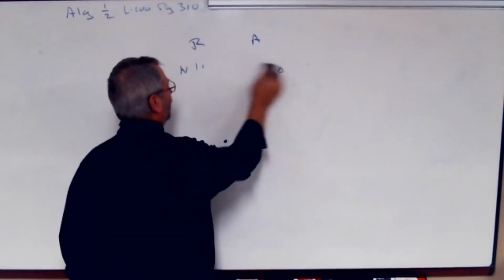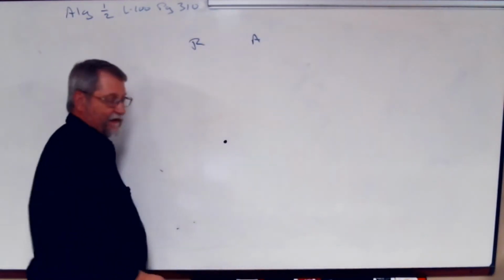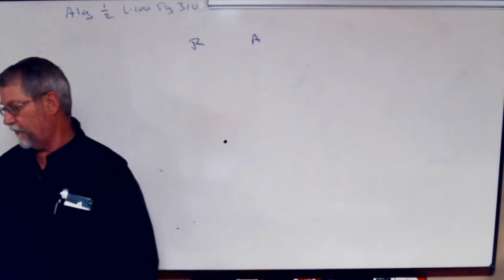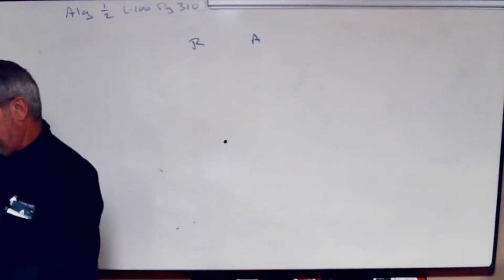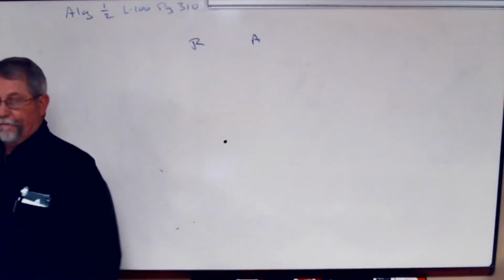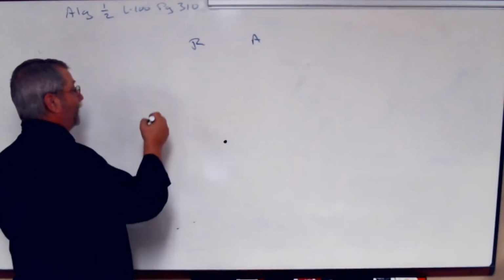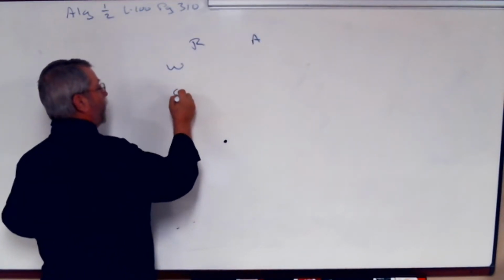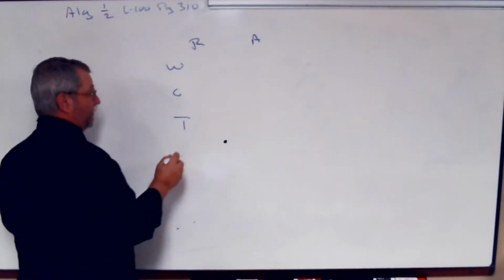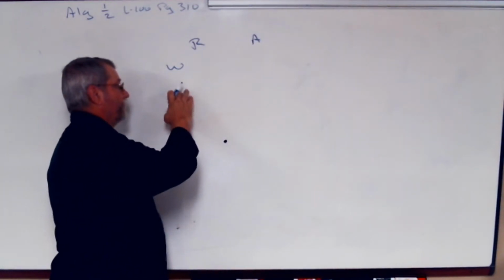I don't think I went too fast for you there. Let's look at another one here, another example. Farmer Dunkowski, wow, this is a Polish guy, wanted to plant his farm with wheat and corn. So I'm going to label those first. We have wheat, we have corn, and we have total.